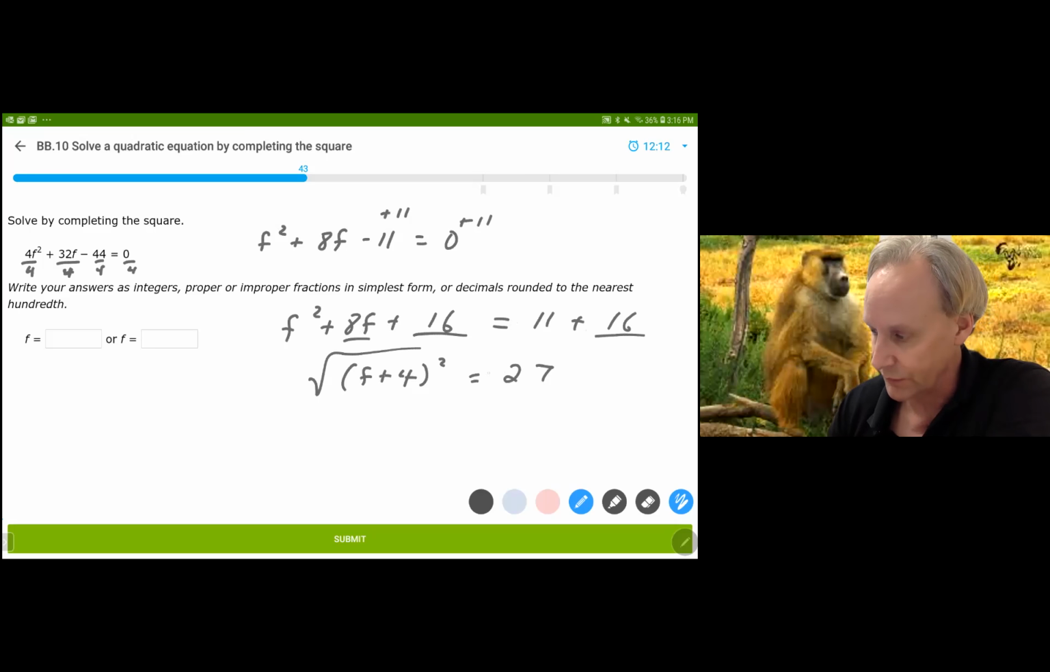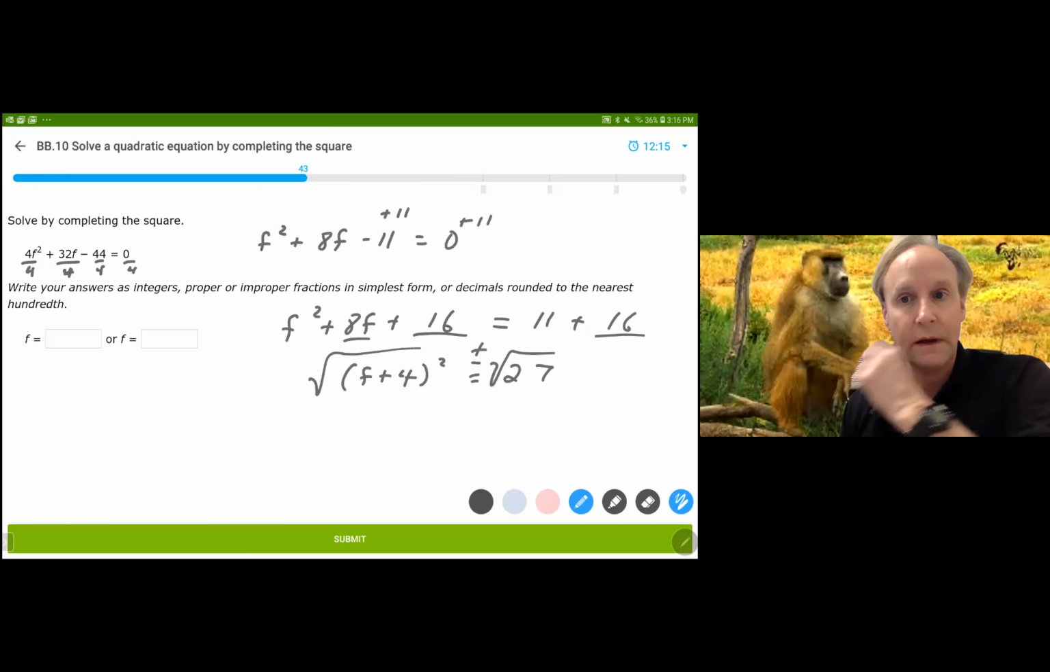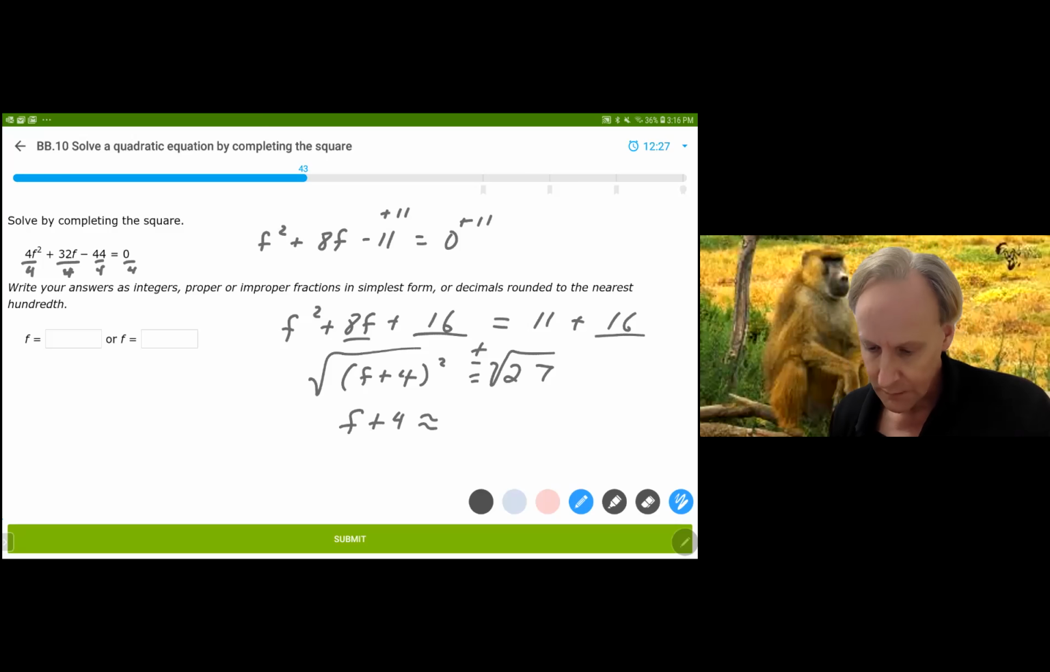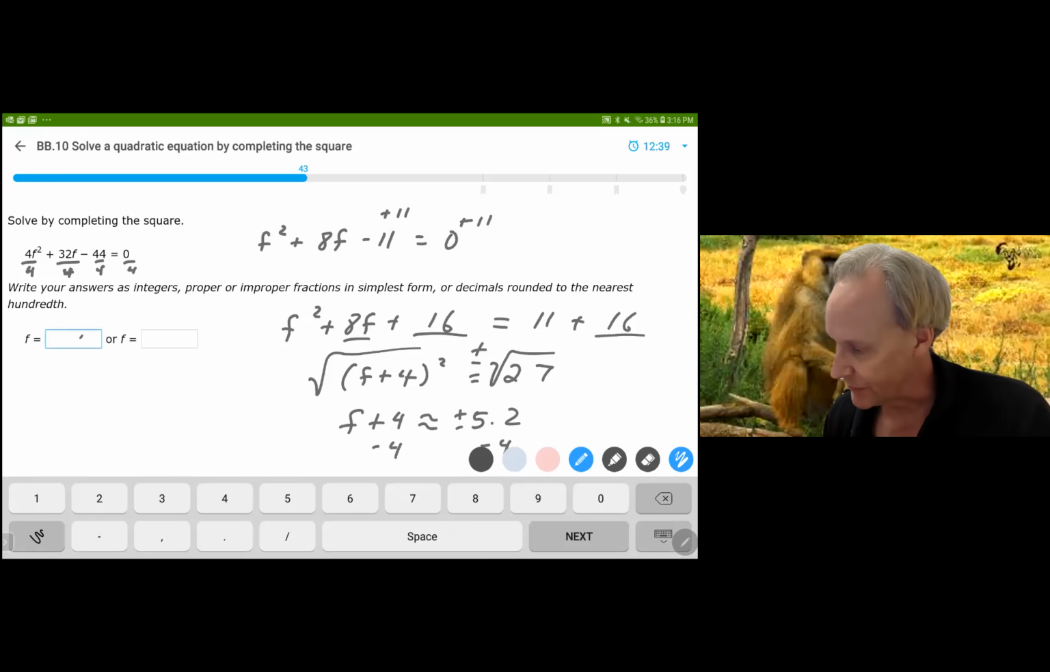So I'm going to take the square root of both sides. Don't forget the plus or minus. It's going to be approximately 5.1, 5.2 right in there. So f plus 4 is approximately plus or minus 5.2. And we're going to subtract the 4 from both sides. So we end up with, let's just type them in directly. We've got negative 9.2. Oh, I have to put in the 0, don't I? Yeah. And I have 1.20.